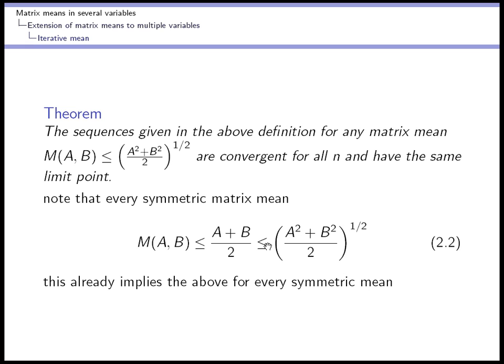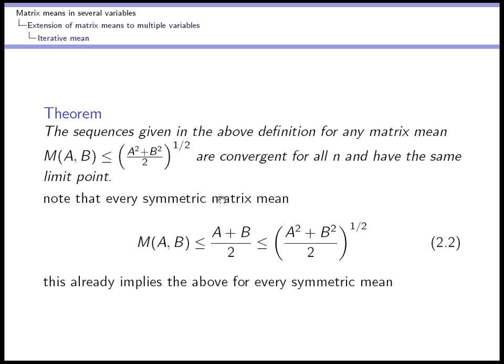All of them have the same limit point, as long as the matrix mean is smaller than or equal to the square mean. Here we can see the square mean. Now what does this mean? This might be confusing at first glance, because from Kubo-Ando theory we also know that the largest symmetric matrix mean is the arithmetic mean. Although in this case, the proof of this theorem could be modified to show that the convergence takes place even if we have larger two-variable functions which are not matrix means, but they are smaller than the square mean.